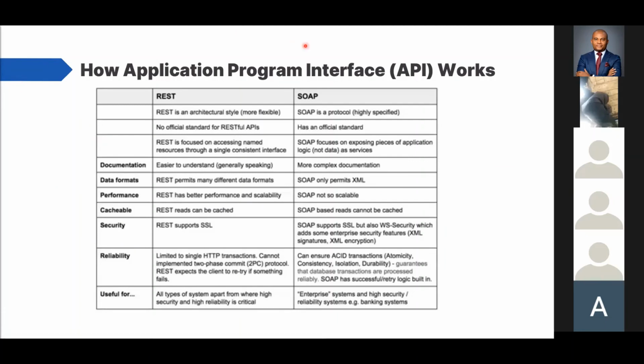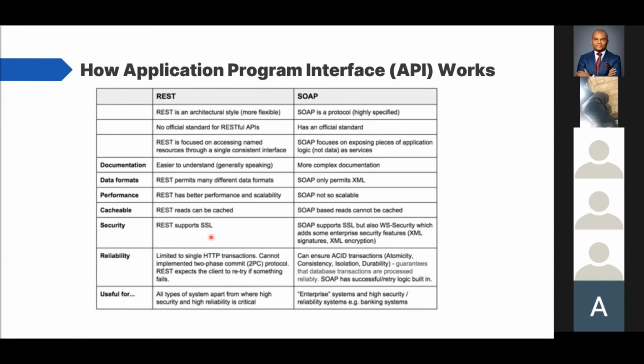Then this is a brief difference between REST and SOAP. We have identified documentation, data format, performance, cacheability, security, reliability, and other usefulness as the major differences between REST and SOAP. The fact that SOAP is one of the earlier web services which now metamorphosed into APIs is the reason they are still in use in some applications. However, REST is the predominantly used API service. And you can see, I would just like to mention one or two, and we can read up on that.